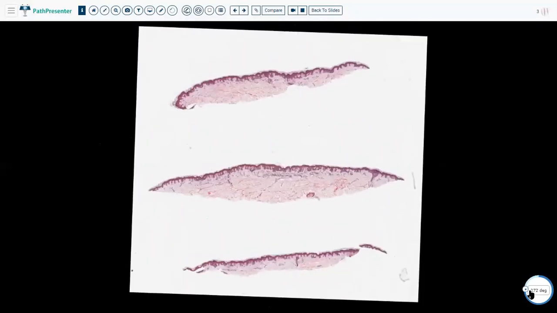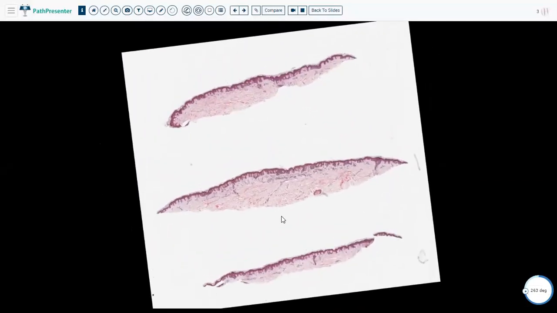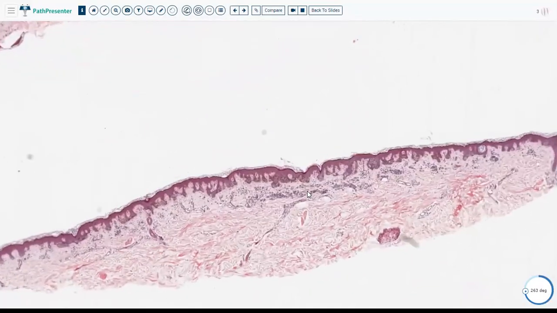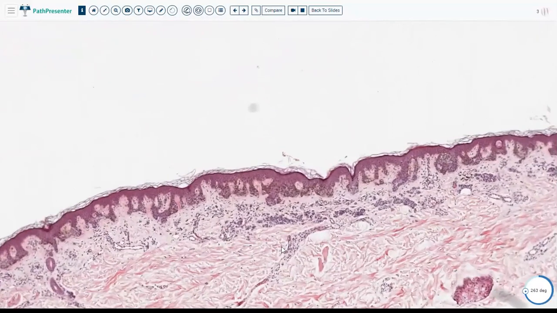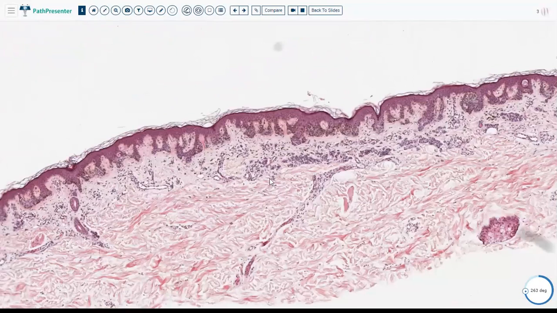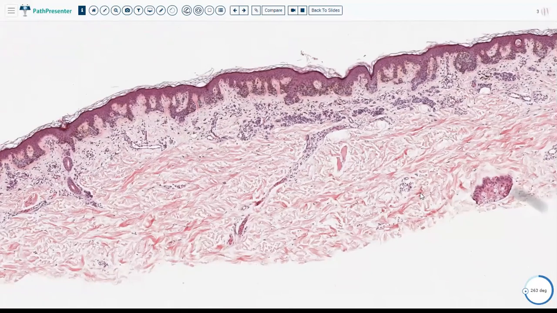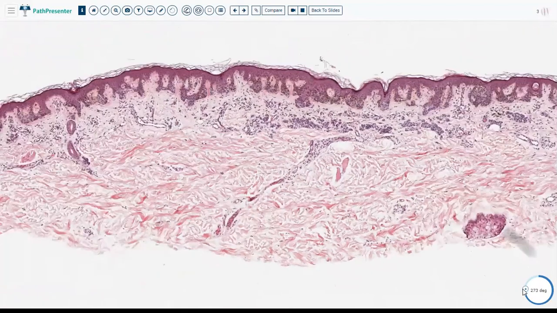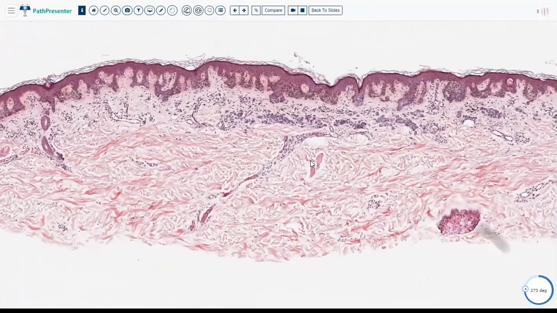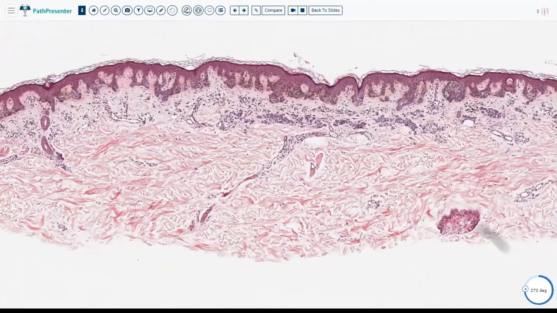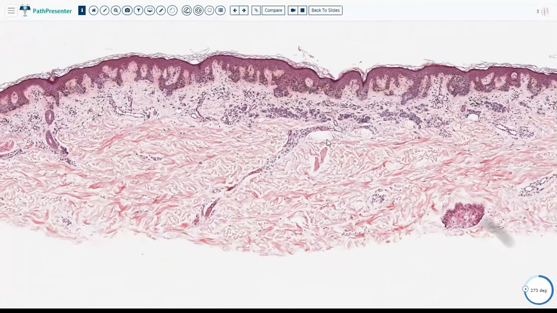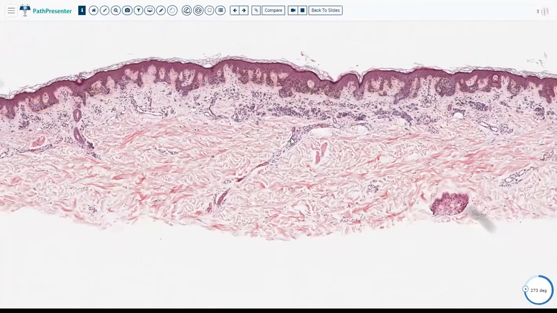Let's see here. Can anyone tell me what we're looking at here? What type of melanocytic lesion? Is it a nevus? Is it a melanoma? Is it a blue nevus? Is it a Spitz nevus? Is it not melanocytic at all, and I'm using it as a trick slide? Can anyone tell me? Is it a lentigo?